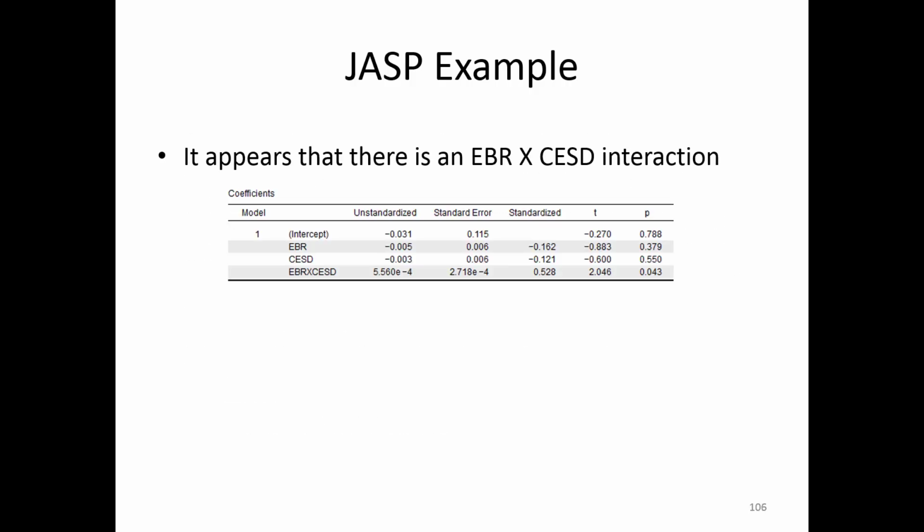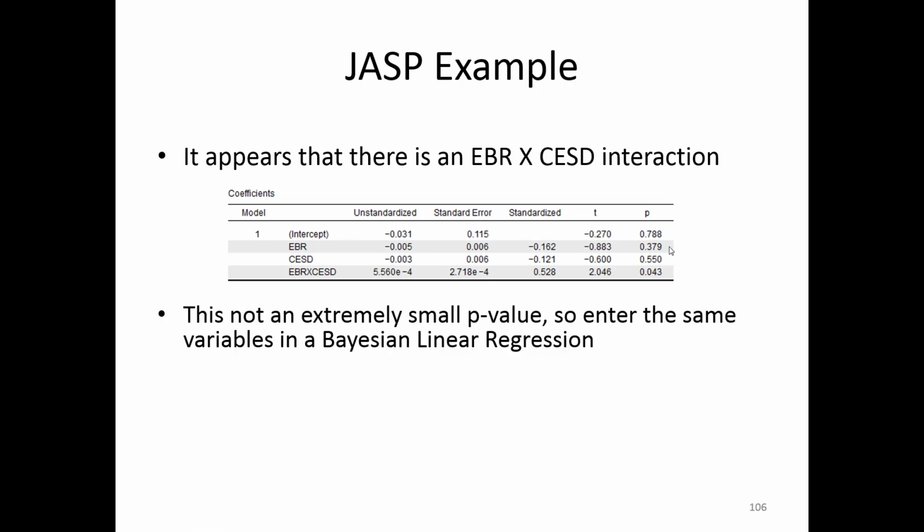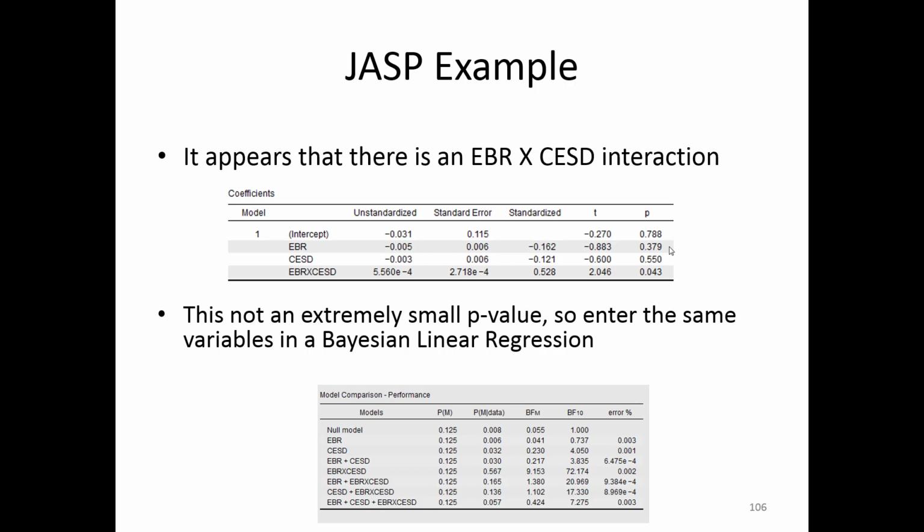Okay, so here we look at this and we see that there's a significant interaction, p equals 0.043. So it's not an extremely small p-value, so enter the same variables in a Bayesian linear regression. Okay, and so I think this is doing something kind of like conflating the lower order values, but you can see that most of the model is just in the interaction term. Okay, but then there are Bayes factors that warrant the inclusion of the full model as well.